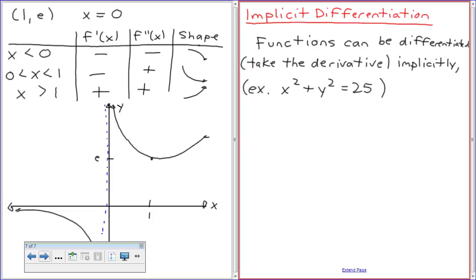Basically, the positive square root would be one derivative, and the negative square root would be the second derivative. Okay, so that's a lot of work. So we're going to find a way to take the derivative of the whole thing at once.